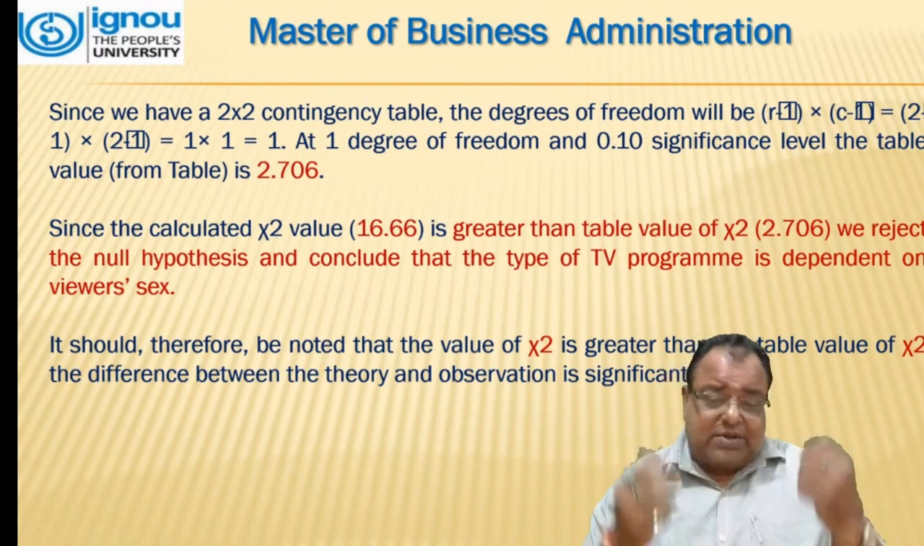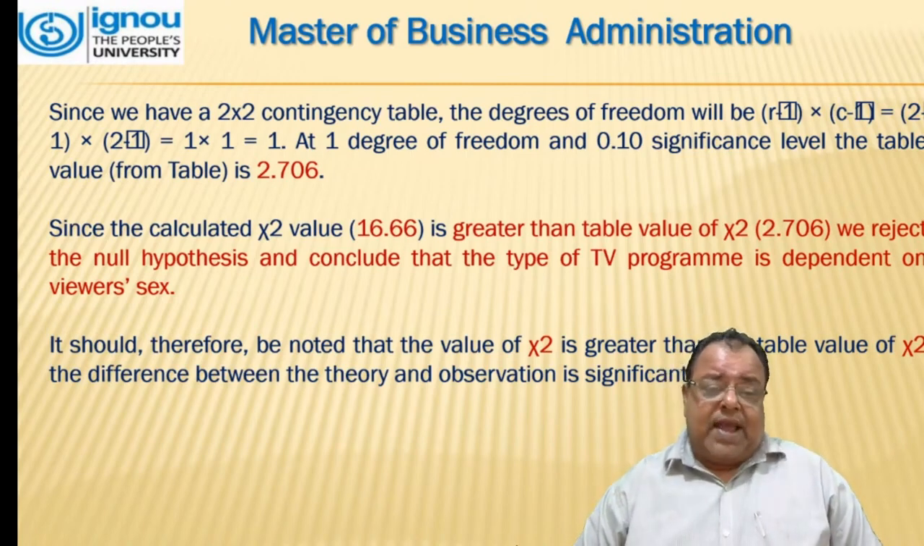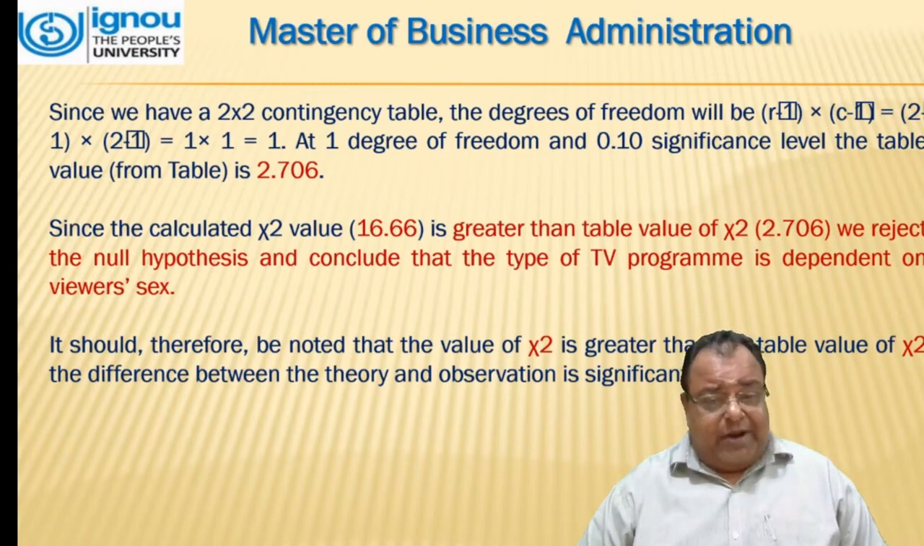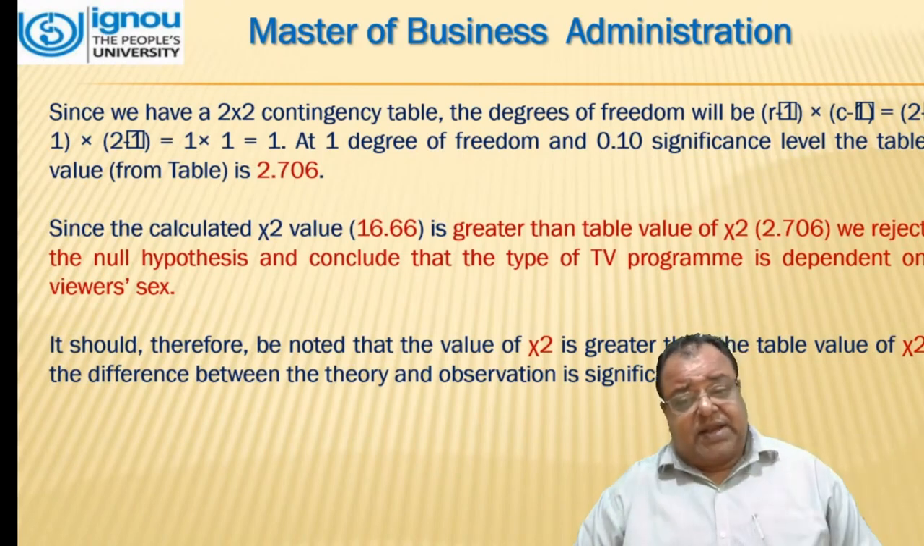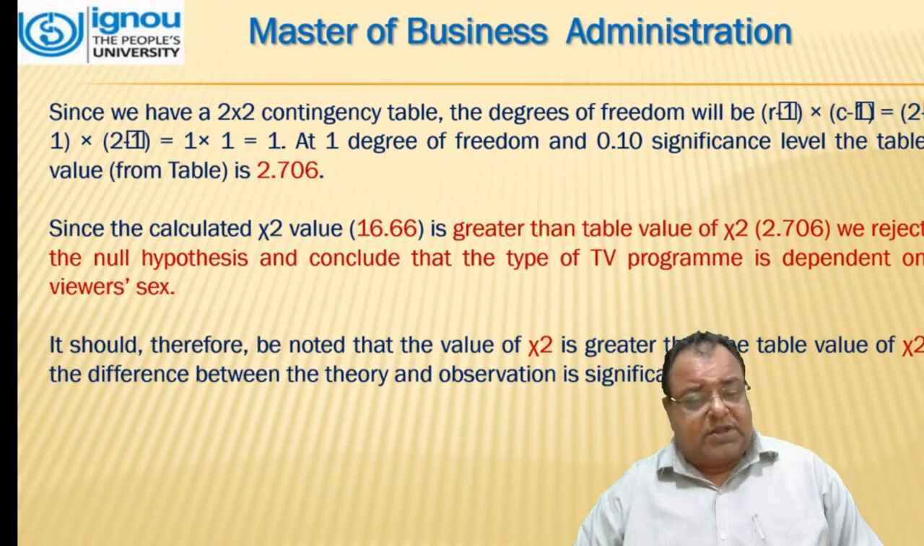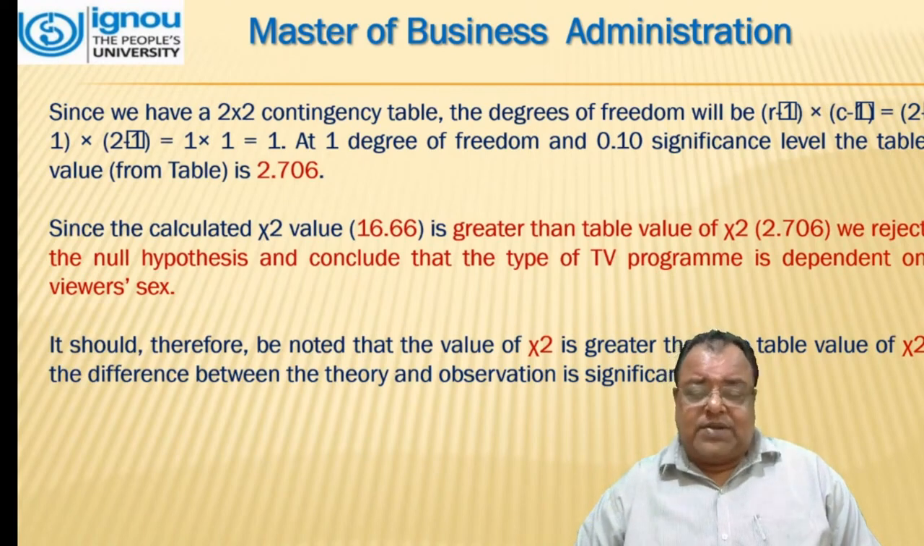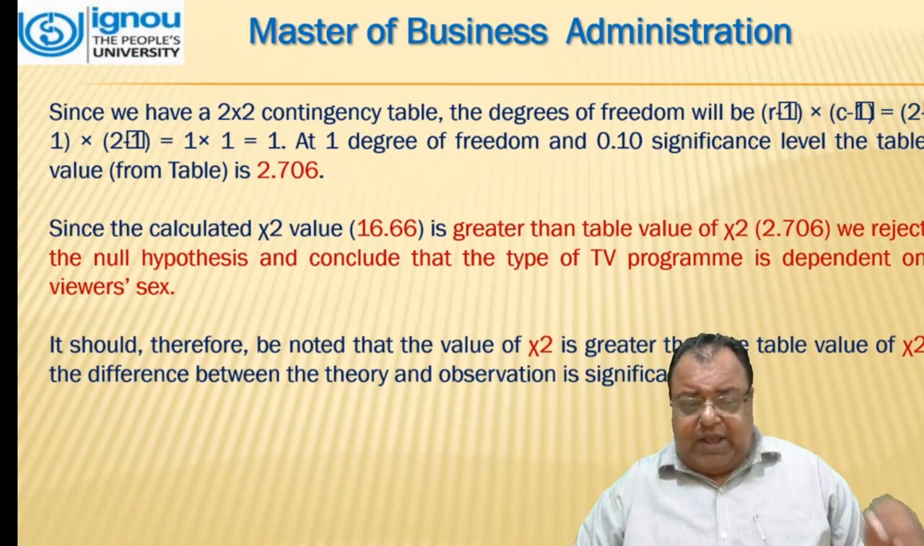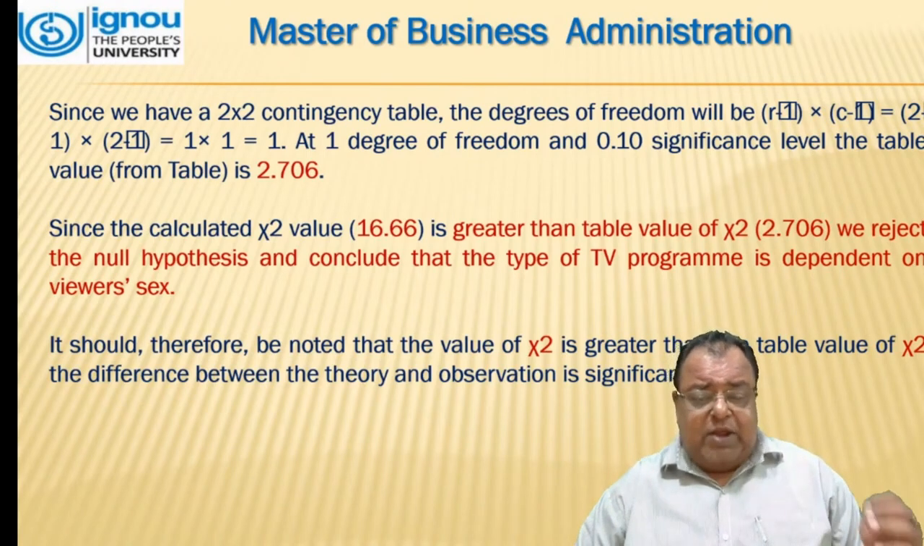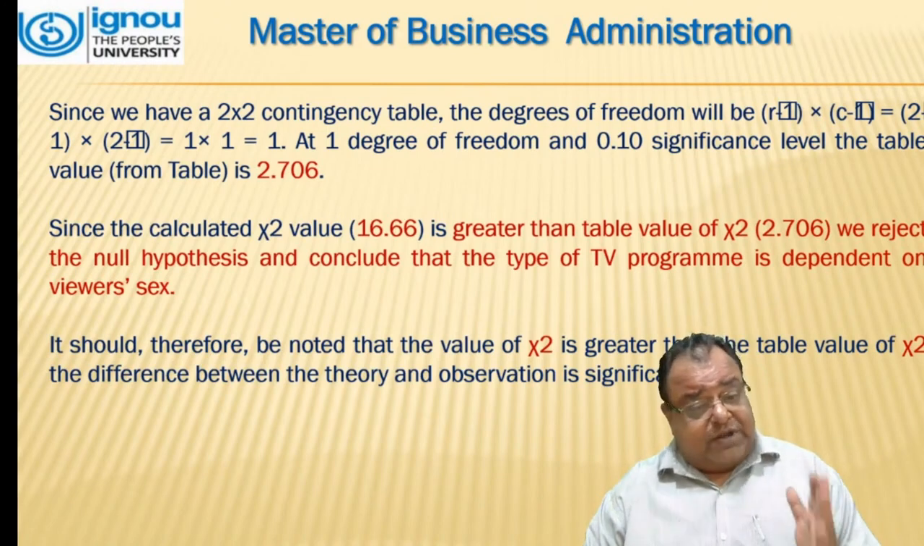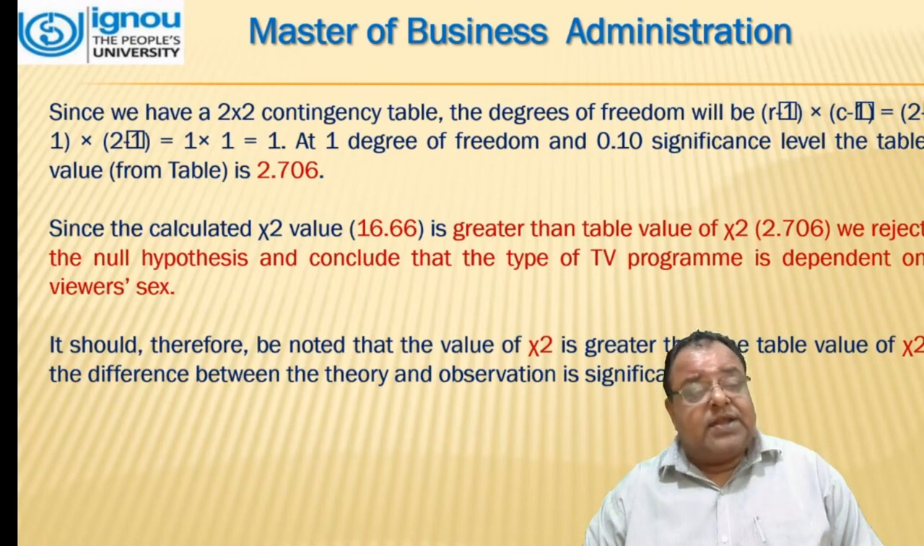16.66. How is this conclusion drawn? Since the calculated value is 16.66, which is greater than the tabular value, 2.706, we reject the hypothesis and conclude that the type of TV program is dependent on viewers' sex. It should therefore be noted that the value of G square is greater than the tabular value of G square. The difference between the theory and observation is significant.